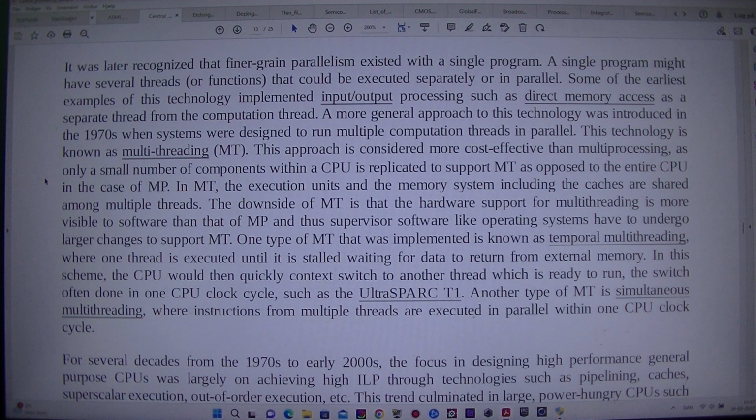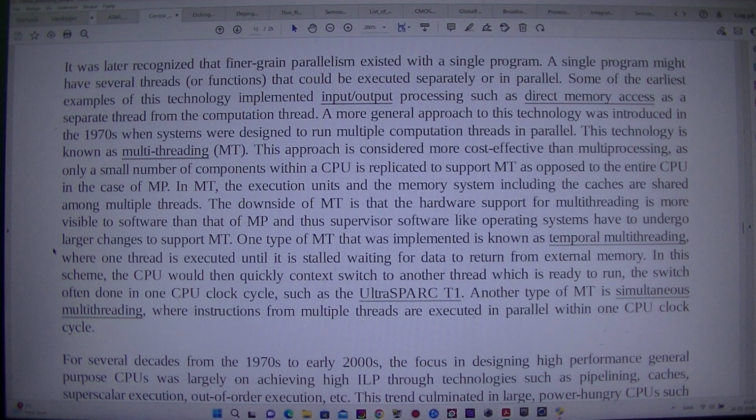In multithreading, the execution units and the memory system, including the caches, are shared among multiple threads. The downside of multithreading is that the hardware support is more visible to software than that of multiprocessing, and thus supervisor software like operating systems have to undergo larger changes to support it.